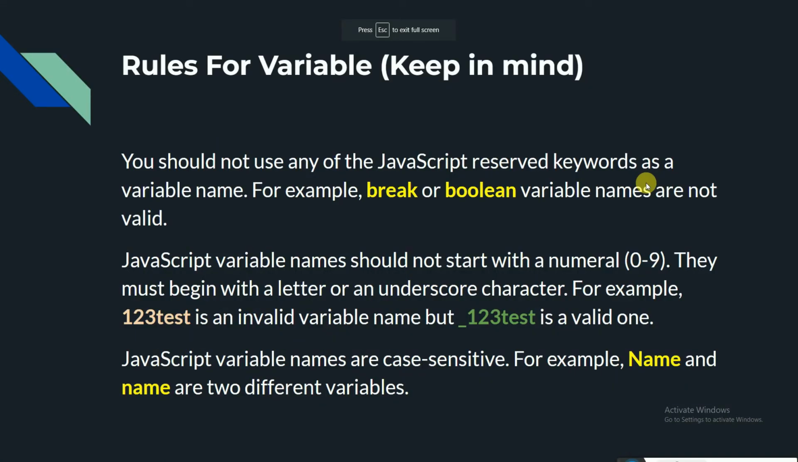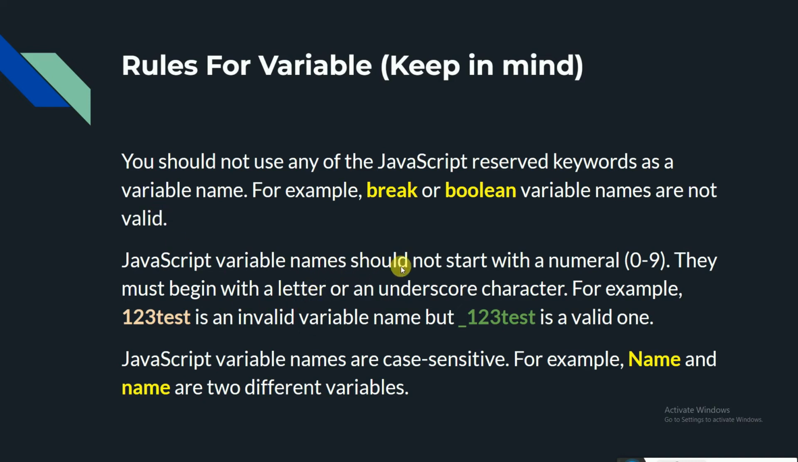So guys, these are some rules for variables in JavaScript. You should not use any kind of JavaScript reserved keyword as a variable name. For example, break or boolean variable names are not valid. There are some reserved keywords in JavaScript that we can't use as a variable, okay. I have given the notes of these JavaScript reserved keywords in the description, okay. You can download it from there.